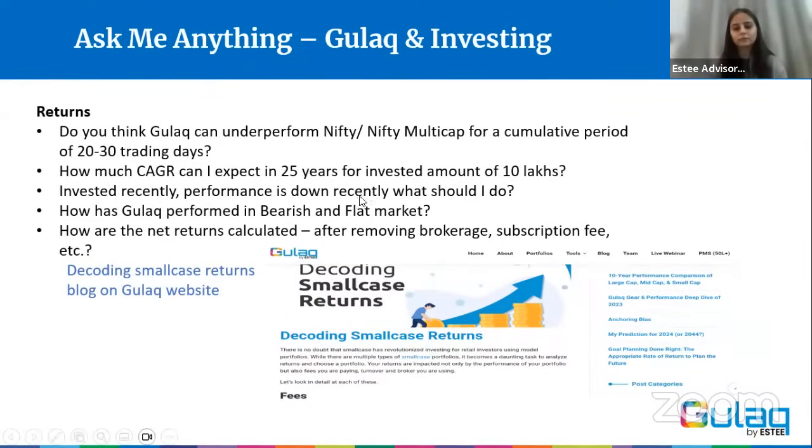Invested recently, performance is down recently, what should I do? Again, as I said, investing in equity markets is actually for the long term. Short run, we do not know how the markets are going to perform, right? Maybe one of the biggest triggers in stock markets would be the elections that are coming up in the next few months. Although everyone is expecting BJP to win, and that's why I think we are seeing this rally, still anything can happen. It's not a certainty, right? So over the short term, markets are uncertain. We do not know what will happen over the short run.